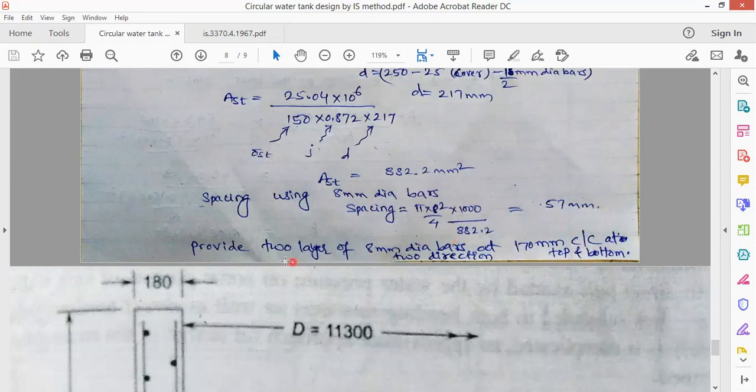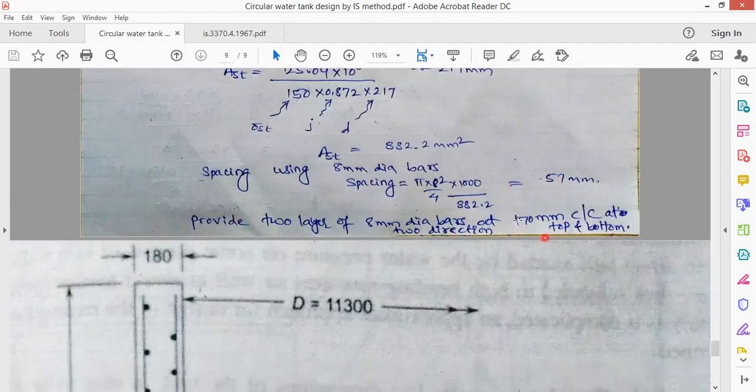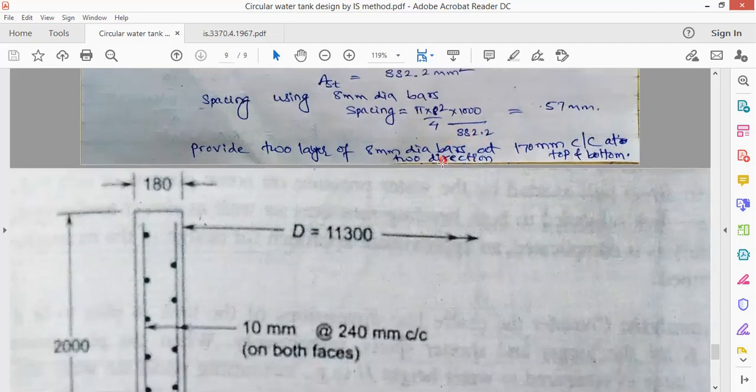So as I said, I am going to provide in two layers, so I am going to double this spacing. Let's say 170 mm I am going to provide, or we may provide 150 mm. So provide two layers of 8 mm dia bars at a spacing of 150 mm or let's say 170 mm center to center in two directions, means in both directions at top and bottom. So that is about the reinforcement at the slab level.